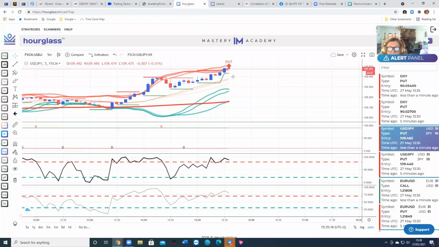Okay, so let's look on HourGlass. It has given a put again. I'm going to finish that. Oh, that's got a sell as well. Now got the sell appearing at 472. 482 it was called at.